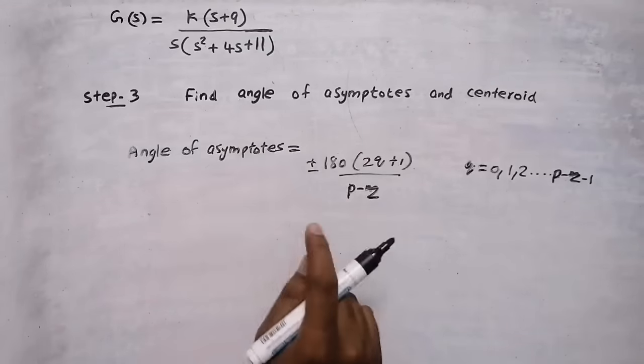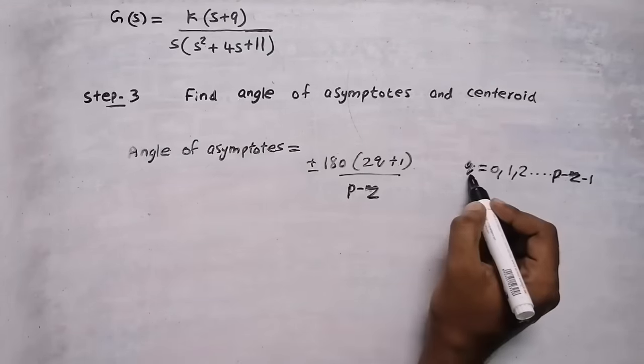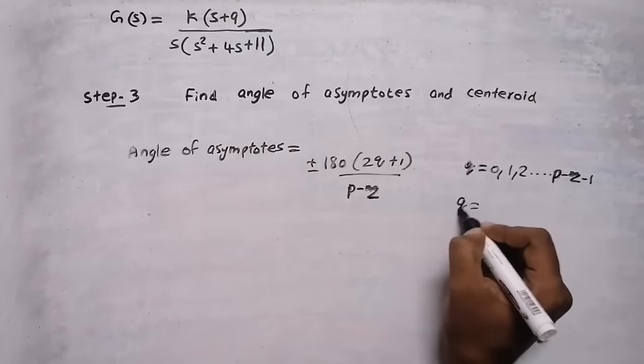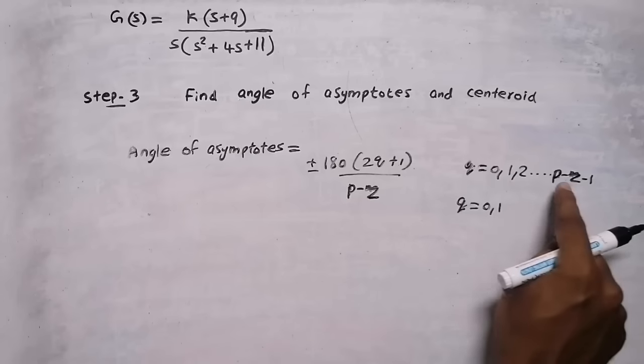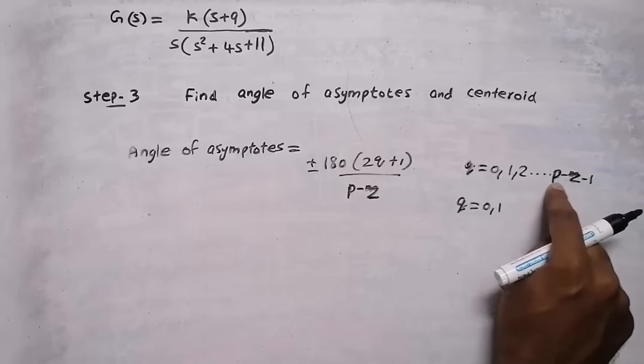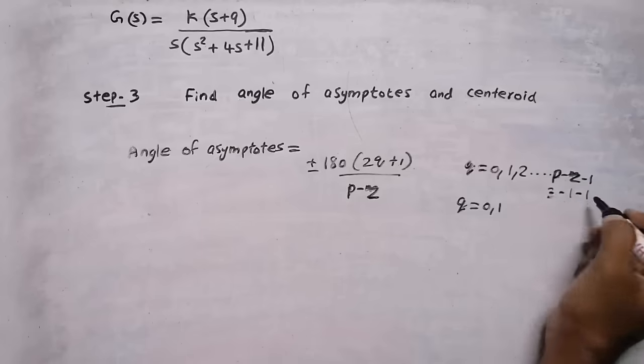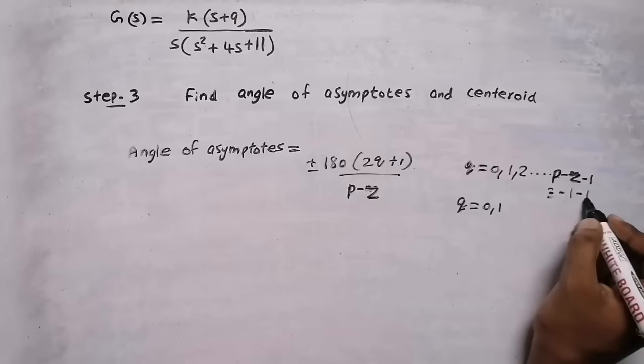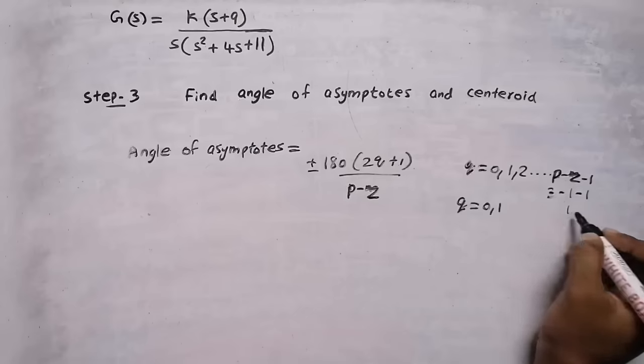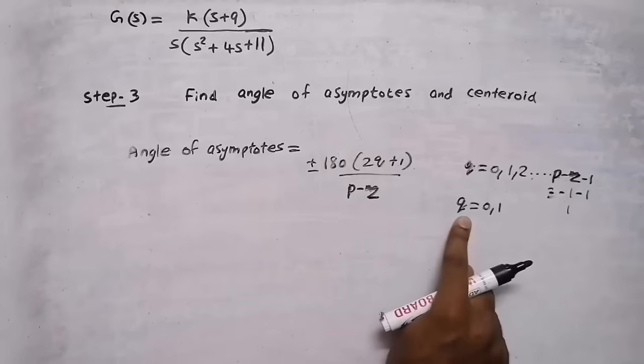Now we can find angle of asymptotes. First of all, we need to find the value of q. For this question, q is 0, 1 up to p minus z minus 1. We have 3 poles, we already found that. Then we have 1 zero and minus 1. So 3 minus 1 is 2, and 2 minus 1 is 1. The values for q are 0 and 1.